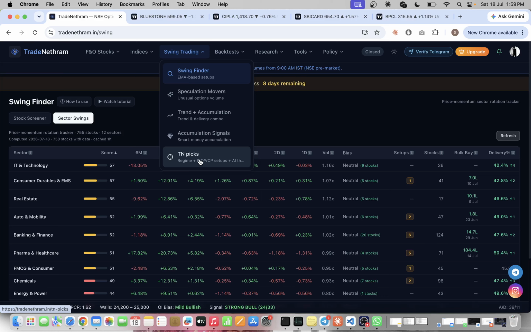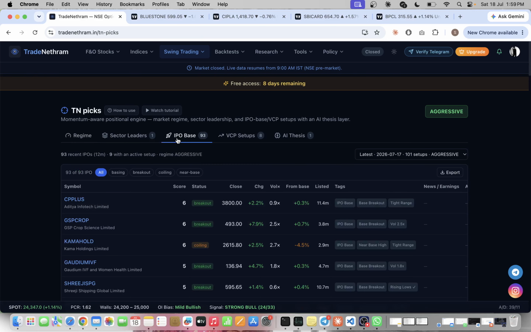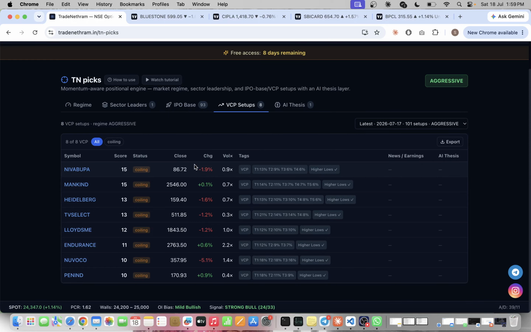Now, if I come to TN picks here, you will be able to see there is a regime, and there is an IPO base and VCP setups. VCP is nothing but volume contraction pattern. The volumes are being contracted, and each single low is higher than the previous one, which means the stock is not ready to go down, and it will go up, and there will be a breakout happening.